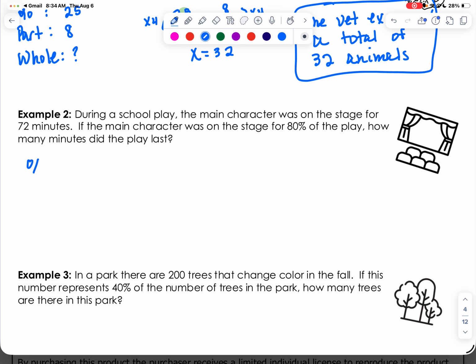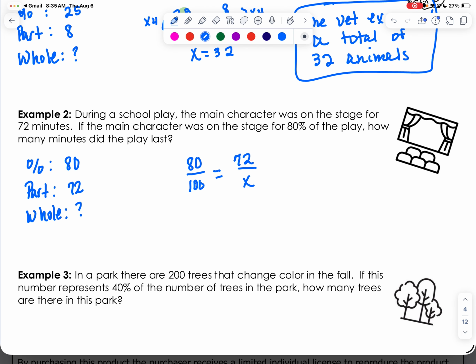So let's identify our percent, our part, and our whole. So in this problem, our percent was 80%, the part was 72 minutes, and we do not know the total amount of time that the main character was on stage. So when I set this up, I'm going to take percent over 100, so 80 over 100 is equal to the part, 72, over the whole, which we'll call X.